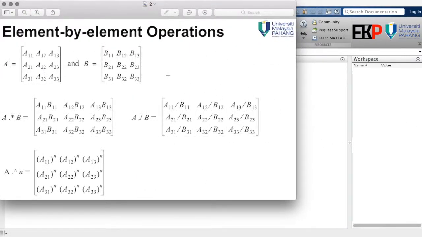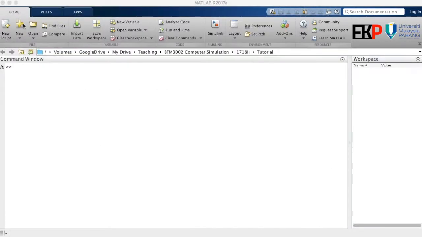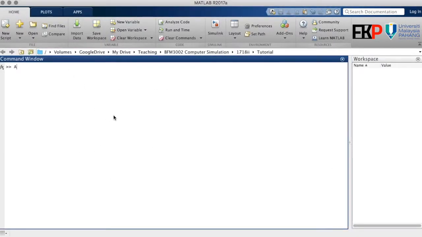For an array, for example, if we have a 3 by 3 matrix A and a 3 by 3 matrix B, when we do element by element operations of A dot star B, instead of following the rules of linear algebra, MATLAB now does A11 times B11, A12 times B12, and so on. This is also the same for division and exponentiation. So let's take a look at how this is implemented in MATLAB.